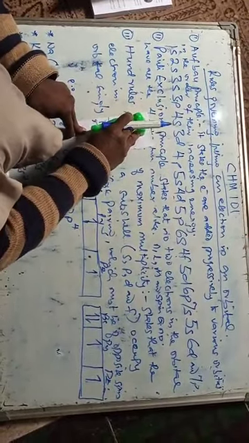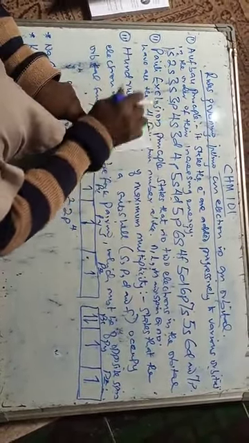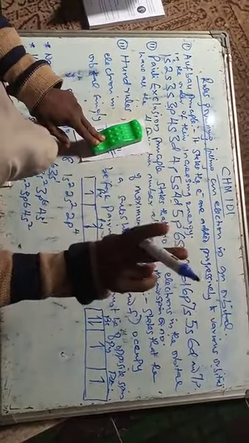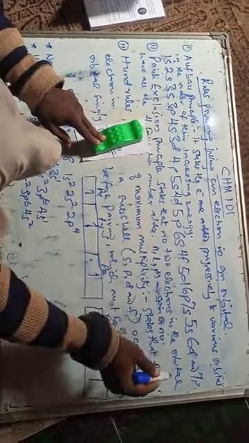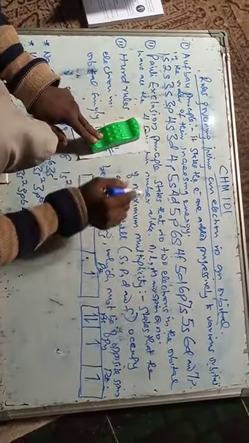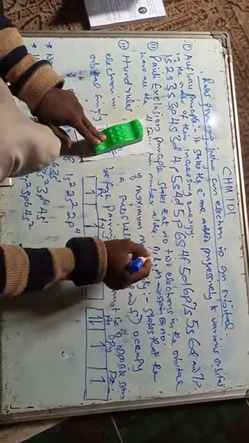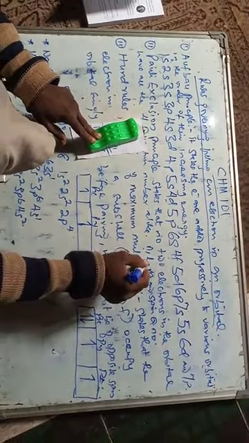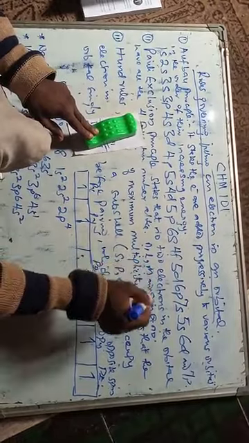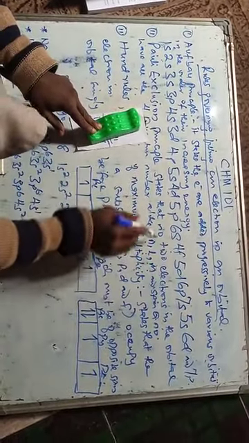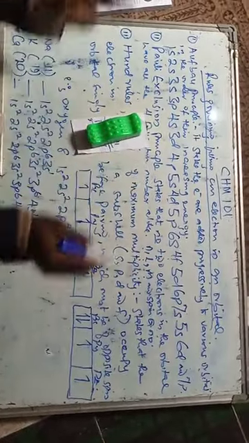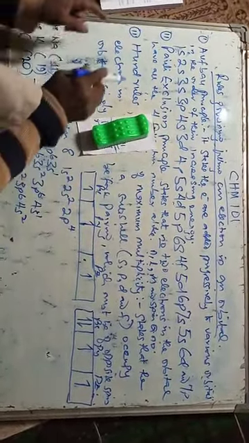Now, the second principle is the Pauli exclusion principle. The Pauli exclusion principle states that no two electrons in an orbital have all four quantum numbers alike. What are the four quantum numbers? The principal quantum number n, the azimuthal quantum number l, the magnetic quantum number m, and the spin quantum number s. No two electrons in an orbital have all four quantum numbers alike.